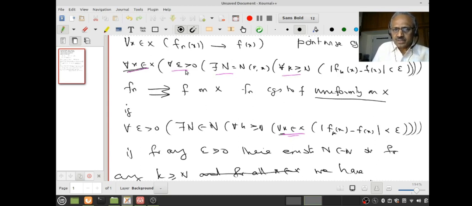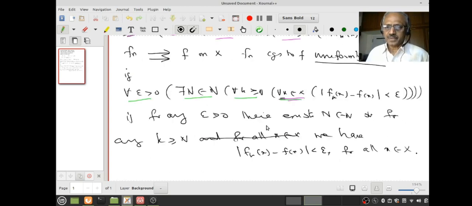Okay, now this is the first quantifier here, and second quantifier, third quantifier, fourth quantifier. You see that? It's the innermost now. But it does not matter. You can also write for all x in X for every k greater than or equal to n, but I write it so that it will be more dramatic.